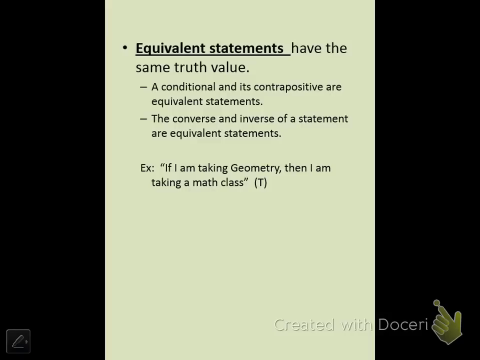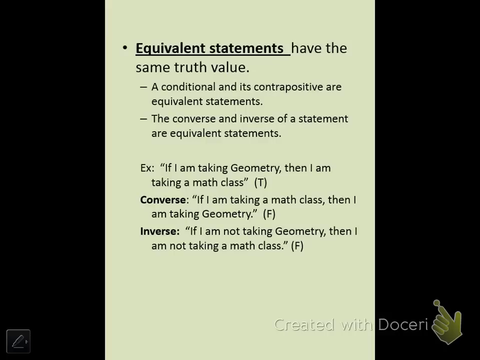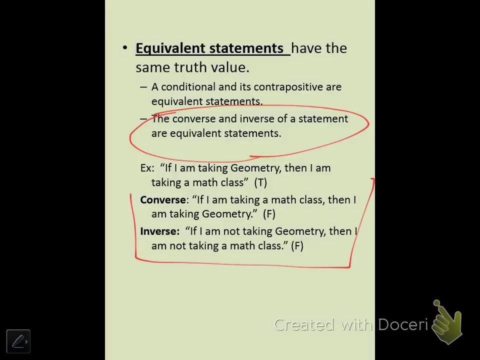So if I'm taking geometry, then I'm taking a math class. Converse, if I'm taking a math class, then I'm taking geometry. That is false. Inverse, if I am not taking geometry, then I am not taking math class. Okay, that's also false. So it's like this example right here. The converse and inverse of a statement are equivalent statements. These were both false.